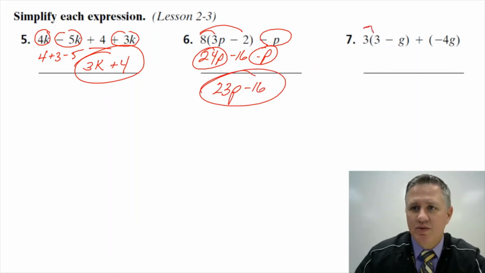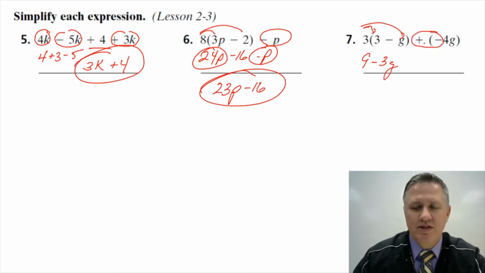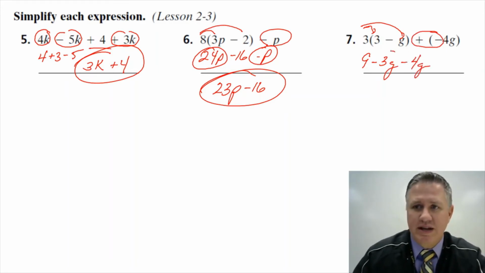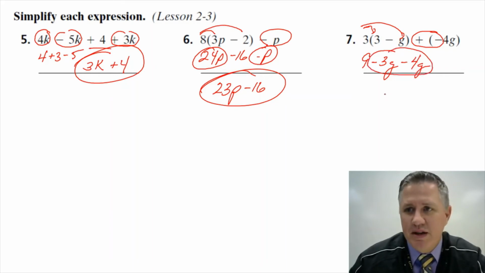All right, the next one, we distribute and we get 9 minus 3g. And then this stuff, remember, the opposite of a negative, or sorry, we could say the opposite of a positive in this section, and just make that minus 4g. It's the same thing. So I'm going to combine my like terms, those two negatives, right? That becomes negative 7g, and I still have the 9 left over. So it's 9 minus 7g.